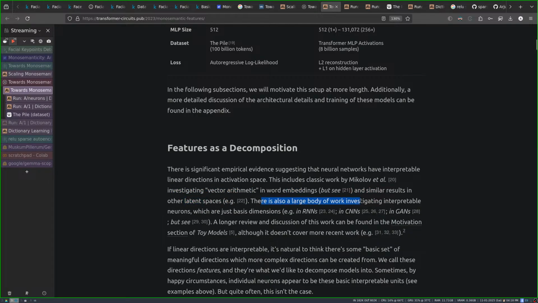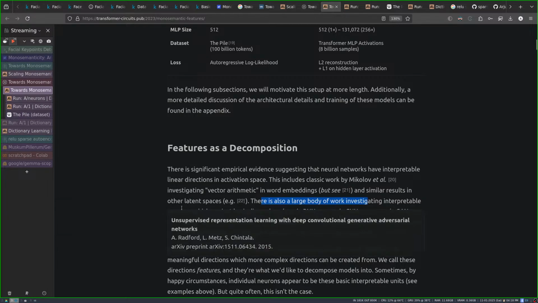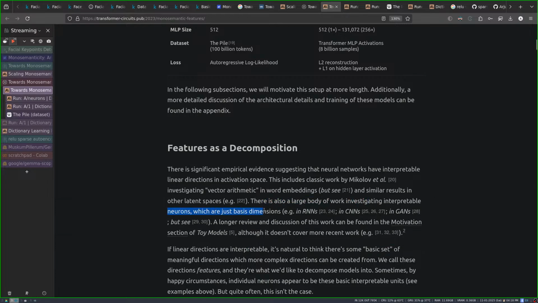There are also large bodies of work investigating interpretable neurons, which are just basis dimensions.